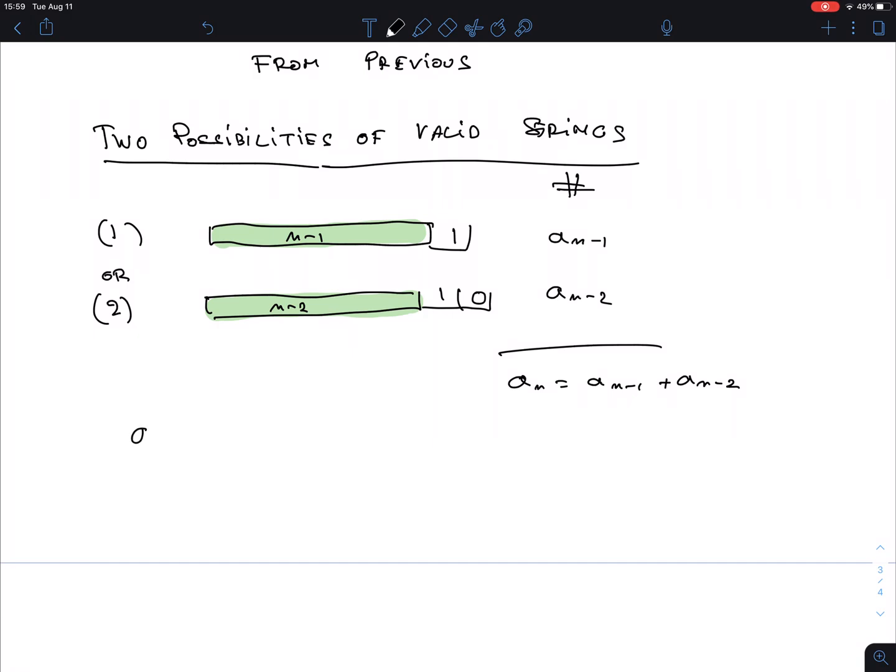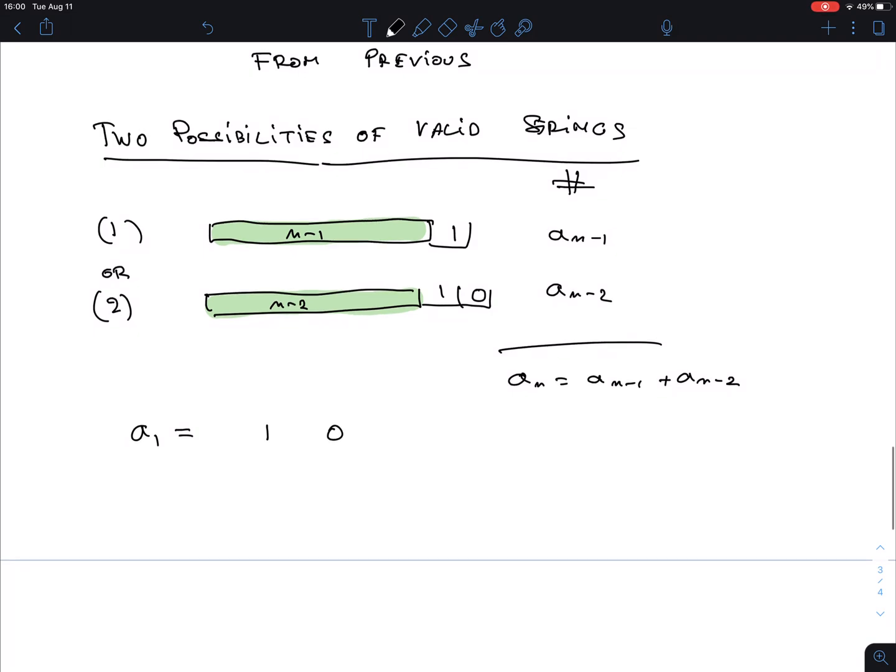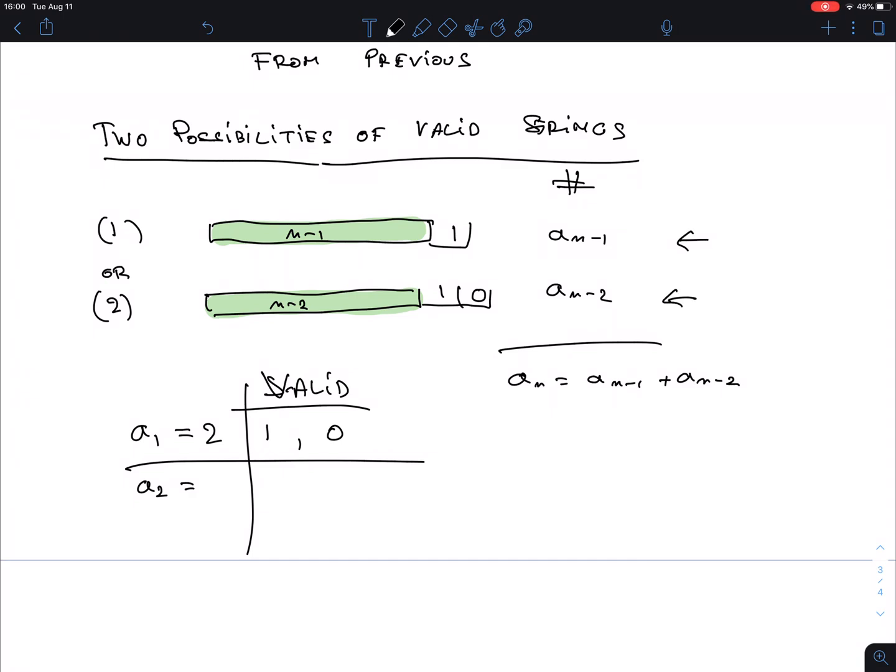So what is a_1? How many valid strings can I make of length 1 that have no consecutive 0? Well, 1 is one and 0 is one. So these are the solutions, the valid ones. A single string 1, a single string 0. So there are 2 of them. How many are there of length 2? Why do I need 2 initial conditions? Because I have something that depends on 2 previous values.